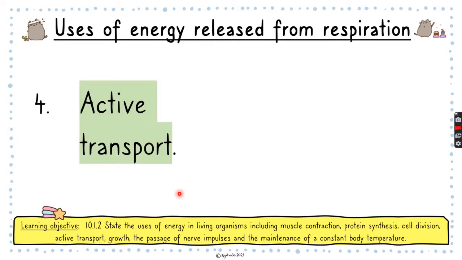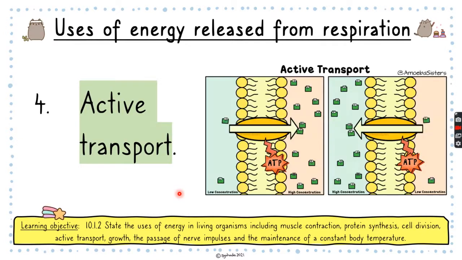Right, the 4th use of energy is active transport. So this is a GIF from the Amoeba Sisters, and active transport, if you remember, is the movement of substances from a region of lower concentration to a region of higher concentration against a concentration gradient, using energy released by respiration. Because we are moving substances from a region of low concentration to high concentration, that is going against a concentration gradient, therefore we do need energy, and that energy is released from respiration.